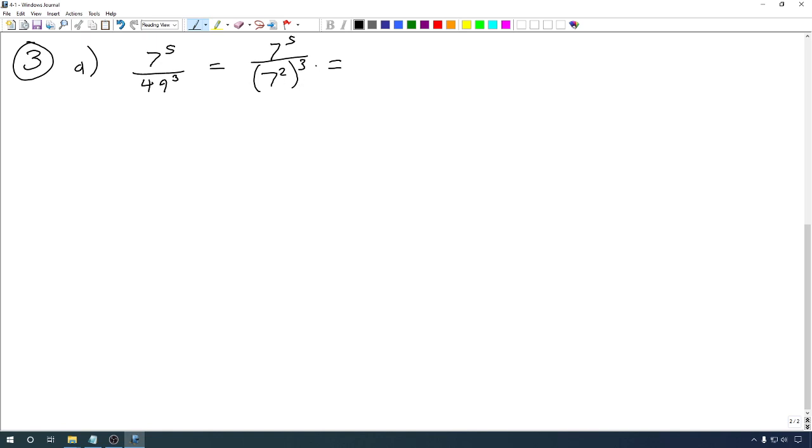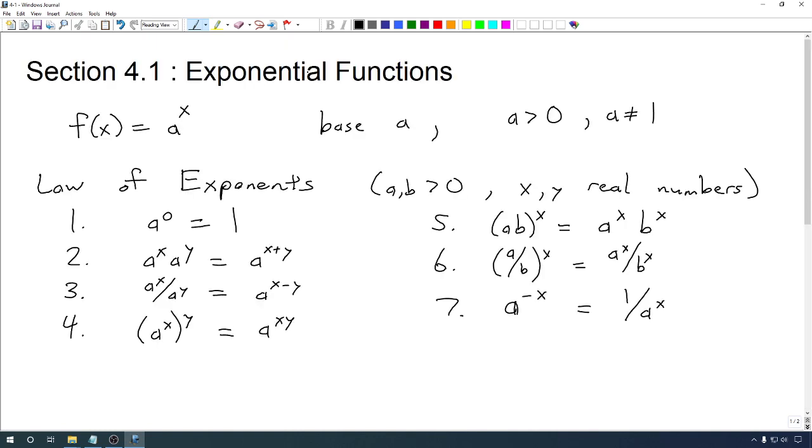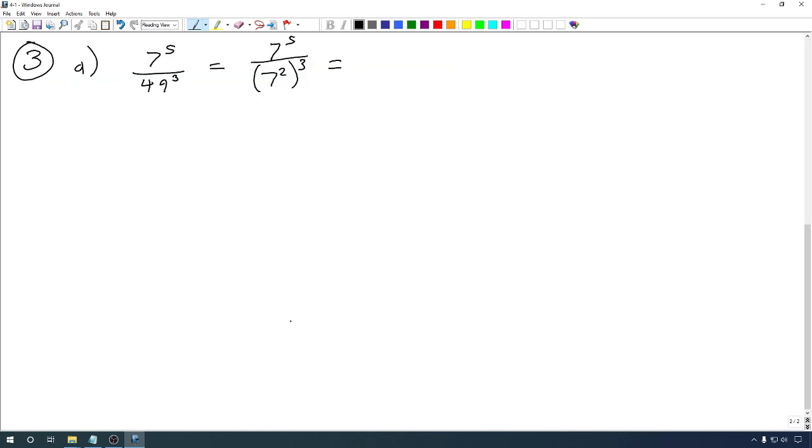And we can go ahead and work with this. Now 7 squared to the 3rd power, remember that is one of the things that we have a property for, property 4. We have a to the x then to the y is equal to a to the x times y. So really we have 7 to the 2 times 3. 2 times 3 of course is a 6. And so that's a lot simpler than we had before.